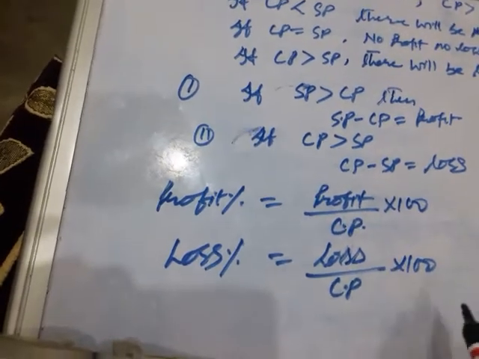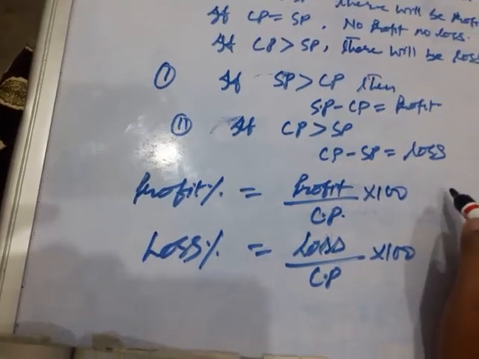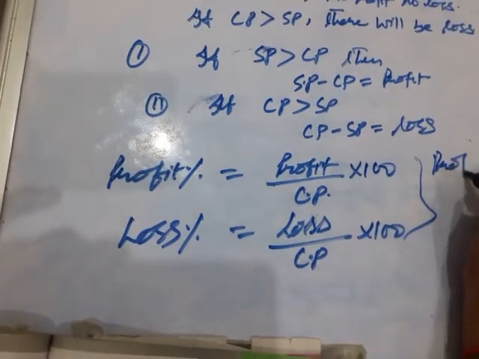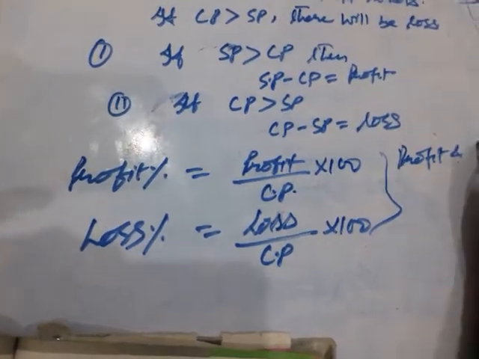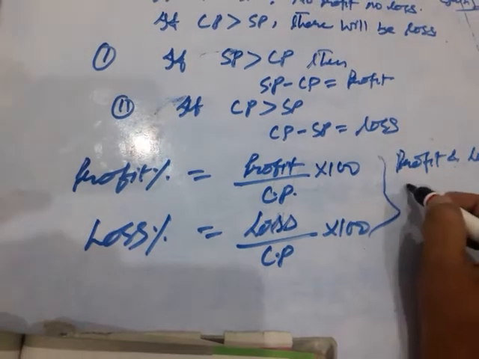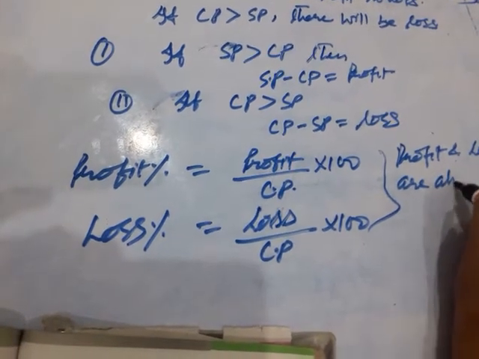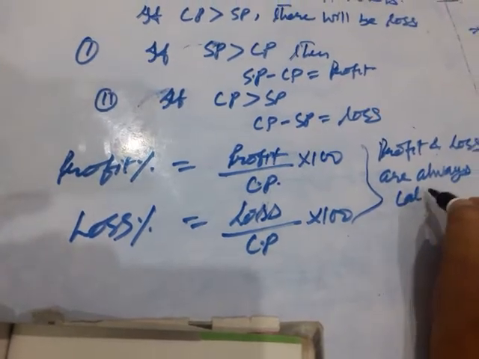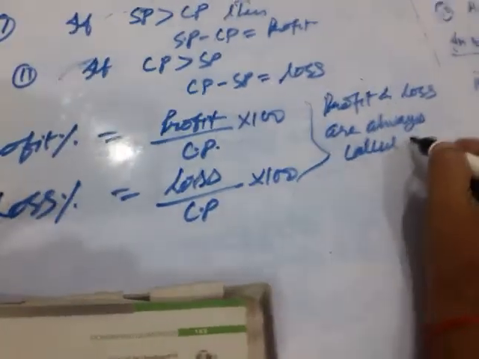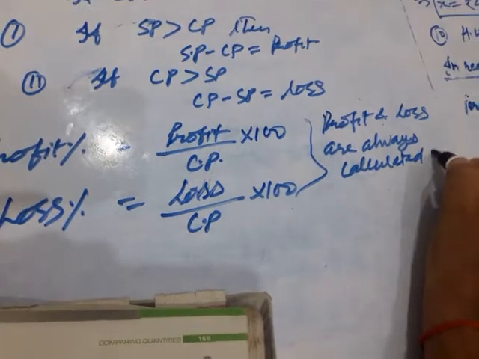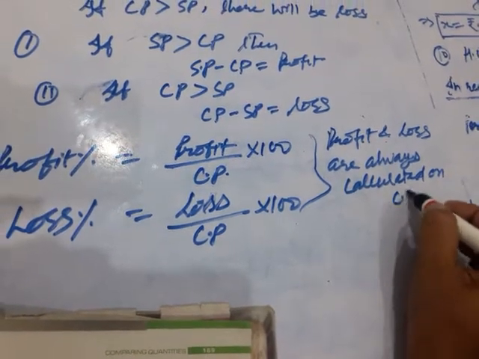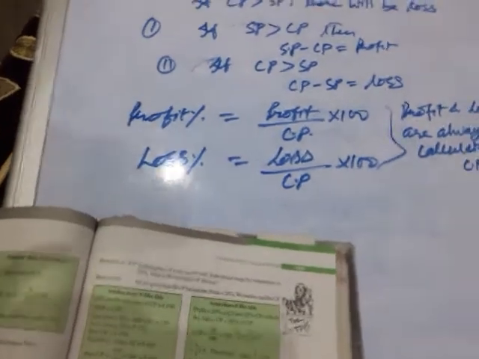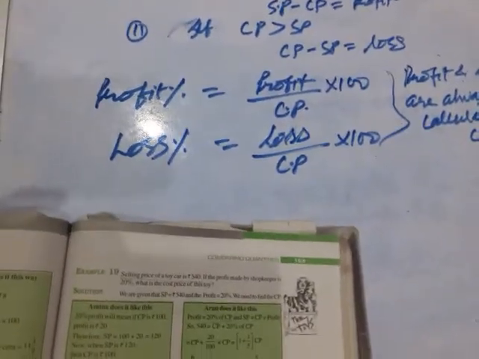These are some basic formulae of profit and loss and comparing quantities. Clear? One important thing is that profit and loss are always calculated on CP. Okay, children, this is an important point. So profit percent you have seen and loss percent you have seen.